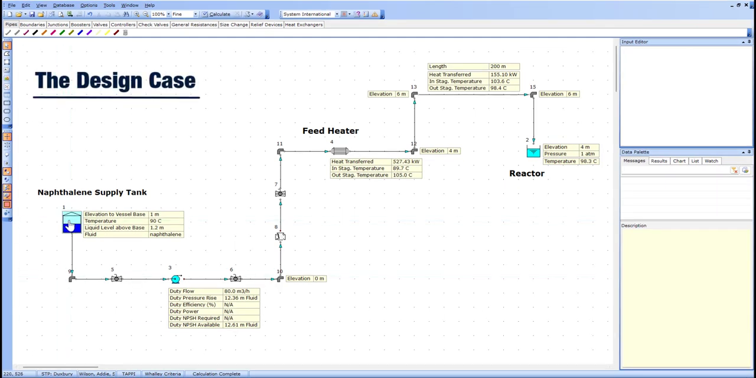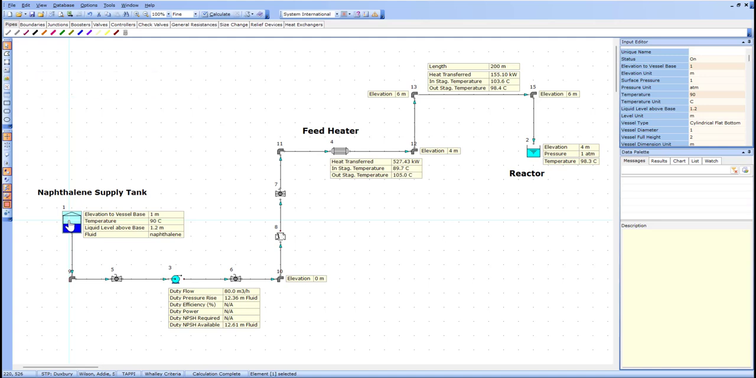Naphthalene is pumped from a supply tank to a reaction vessel. The tank holds molten naphthalene at around 90 degrees Celsius with a base elevation of 1.0 meter and a liquid level of 1.2 meters. The pump sits at 0 meters and the reaction vessel at 4 meters. The pipework runs at least 200 meters and includes a feed heater, several bends, a check valve, and full-bore ball valves. The design flow rate is 80 cubic meters per hour, set by the reactor's production requirement.